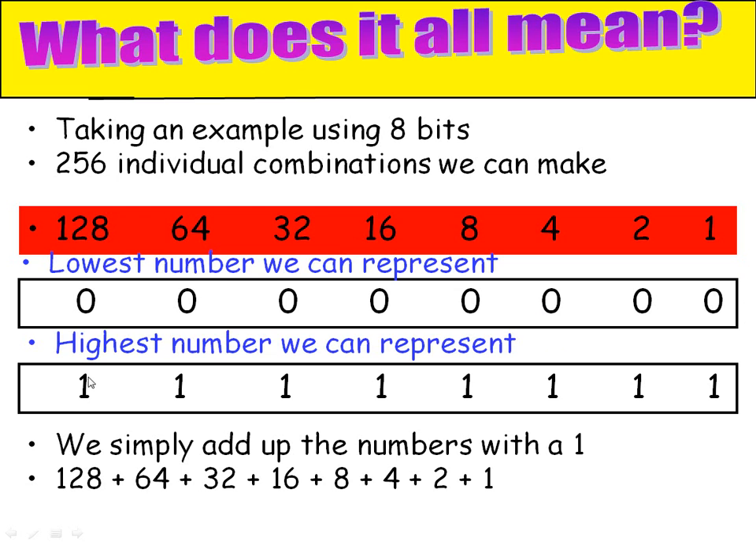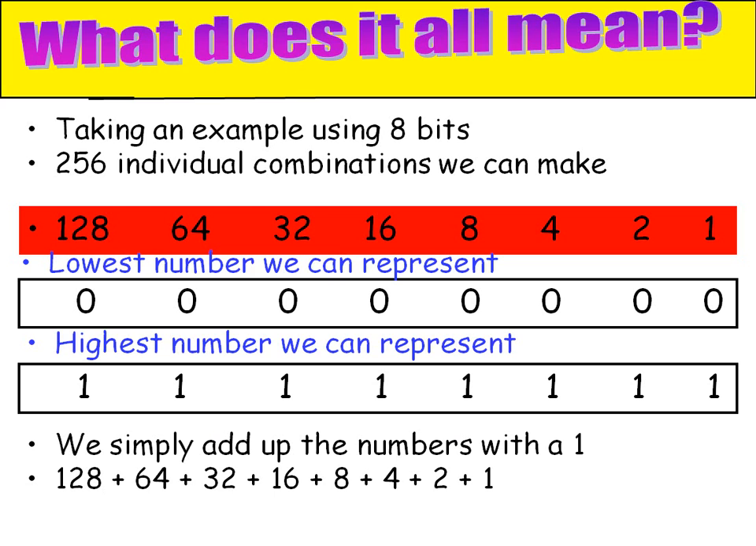The highest number you can represent is where they're all a 1. And it has to be an odd number, because the last digit is 1. You can see these are all even. And to work out what the number is, you simply add up all the numbers that are a 1 there. So 128 plus 64 plus 32 plus 16 plus 8 plus 4 plus 2 plus 1 gives us 255.